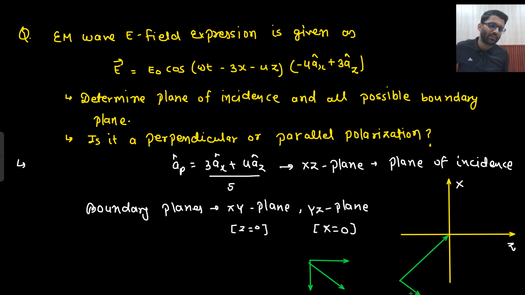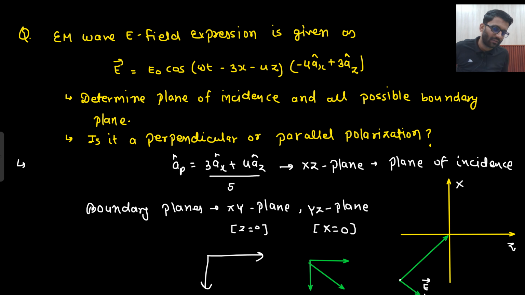Basically, the electric field has to be perpendicular to the direction of propagation. Now I need to know whether it would be in this direction, or this direction, or coming towards me, or going into the plane. One of the four directions is possible. They are saying minus 4 in X and plus 3 in Z. This is the direction of propagation, so at this point this will be my electric field direction.